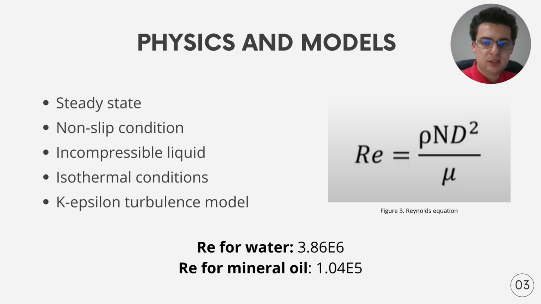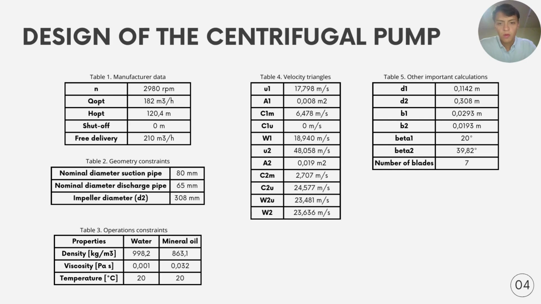After calculating it, both fluids proved to be highly turbulent, so we chose the K epsilon turbulent model to model them for a faster time in computations with a fairly accurate prediction of the results. These are some of the important measures of the pump. We have manufacture data, geometry constraints, operation constraints, velocity triangles, and in the table 4 we have other important calculations.